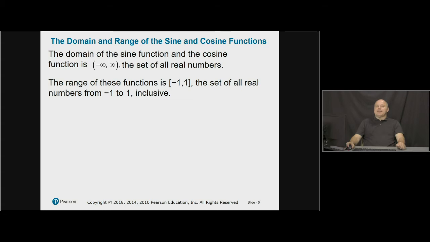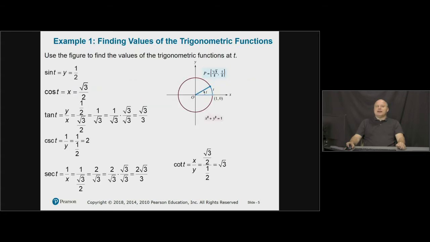Now, the cosine function is the x-coordinate. Well, the cosine of t is always going to be defined because x will always be whatever it is. But what is the range? Well, the range can go from -1 to 1 because the x's are going to go from the left side to the right side of that unit circle. So from -1 to 1.